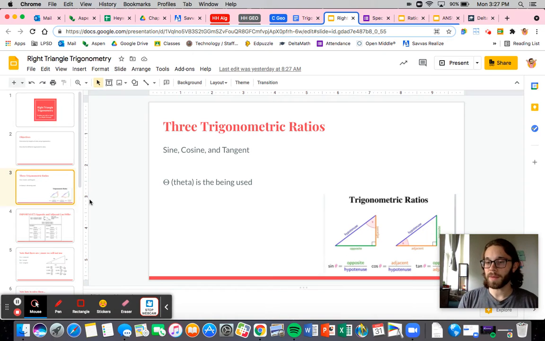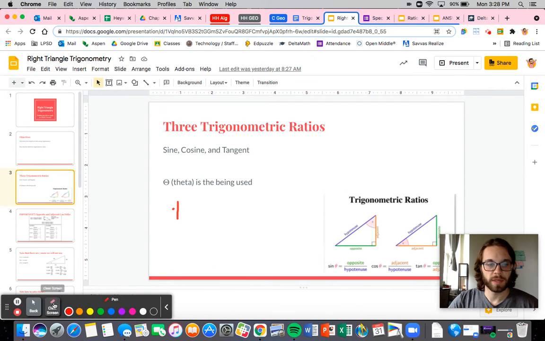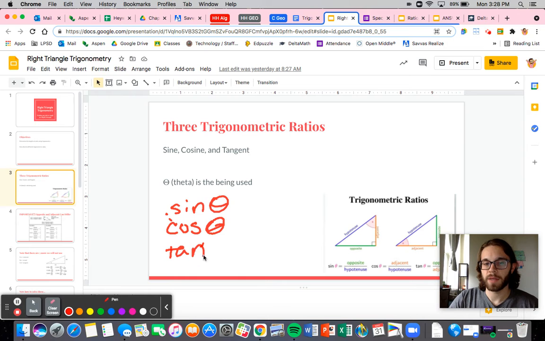So there are three main trigonometric ratios that we are going to be using. They are called sine, cosine, and tangent. When we write them, we're going to be writing them in this manner. We're going to do sine of theta. We're going to do cosine of theta. And then we're going to do tangent of theta.